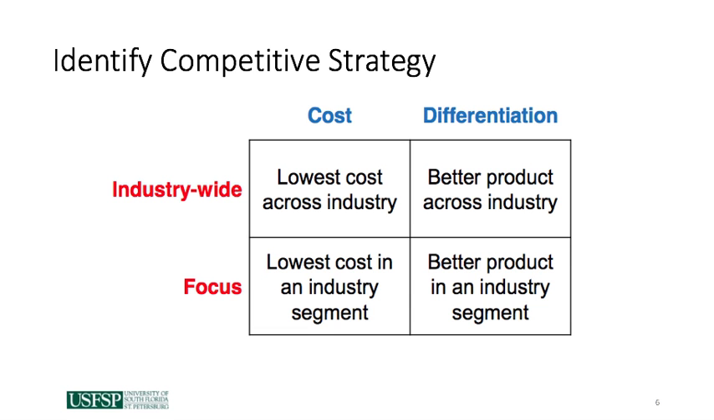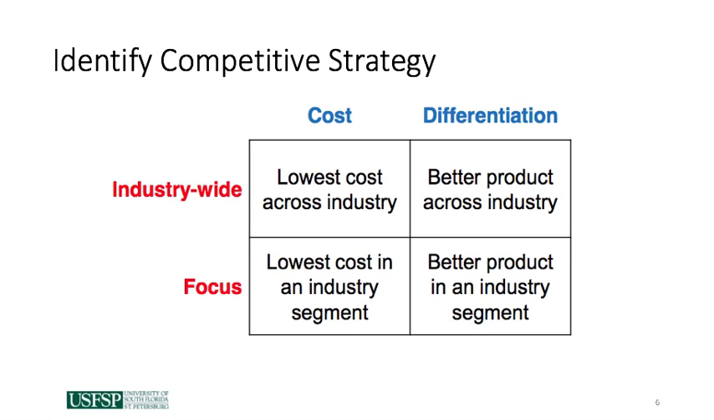After we assess the industry structure, we can identify our competitive strategy. There are roughly 4 generic strategies a business can follow based on 2 dimensions. The first dimension is cost versus differentiation. Do you want to be a low-cost provider of a generic product, or do you want to differentiate your product or service? And the second dimension is focused versus industry-wide targeting.